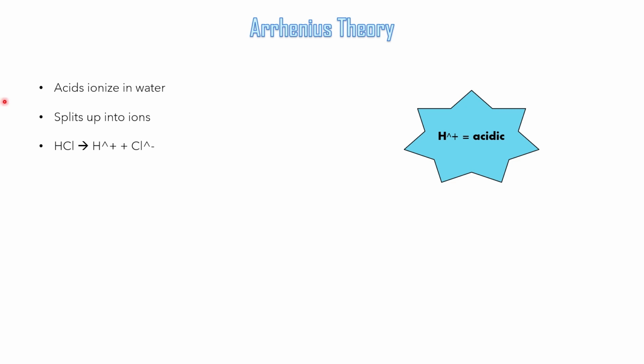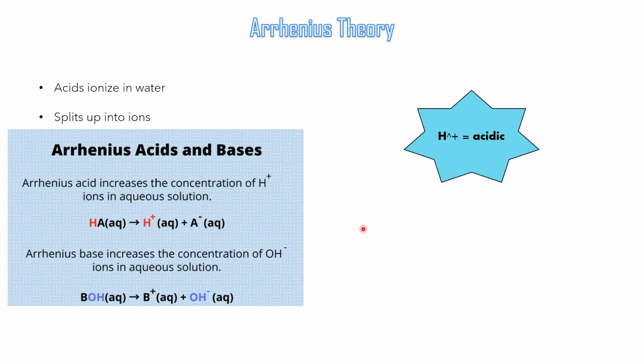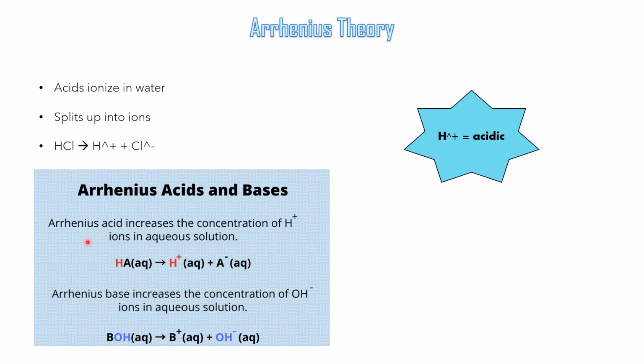This theory states that acids ionize in water and split up into their ions. So if you take, for example, hydrochloric acid, it splits up into H and Cl, H being the plus and Cl being the negative. Please take note of this: H plus is always acidic. So if you have a look, acids increase the concentration of H plus ions in an aqueous solution. H plus, remember, is acidic. A base increases the concentration of OH minus ions in its aqueous solution.